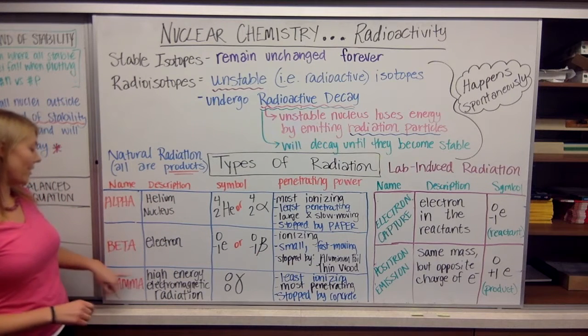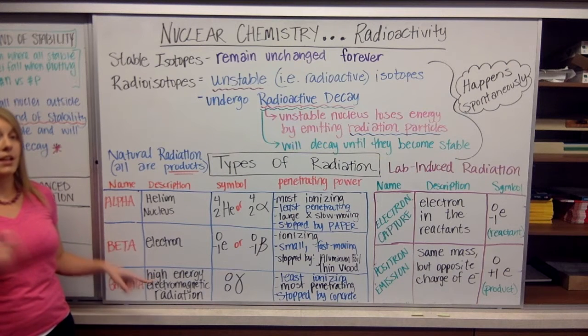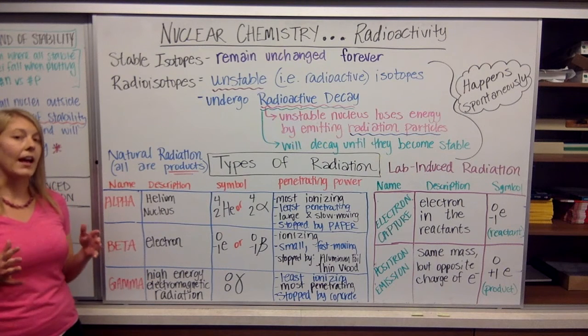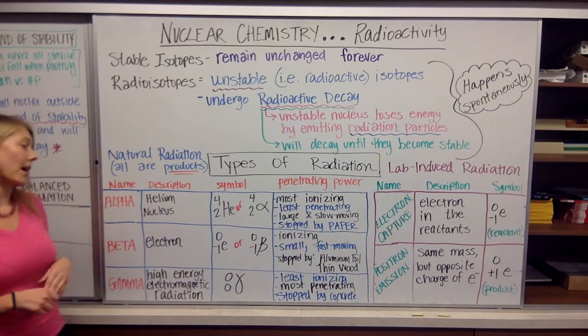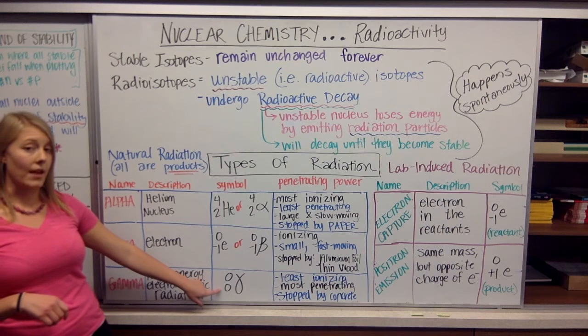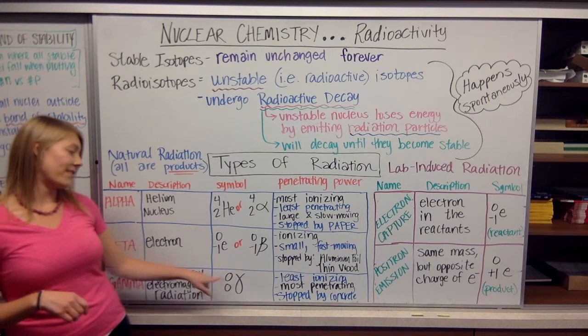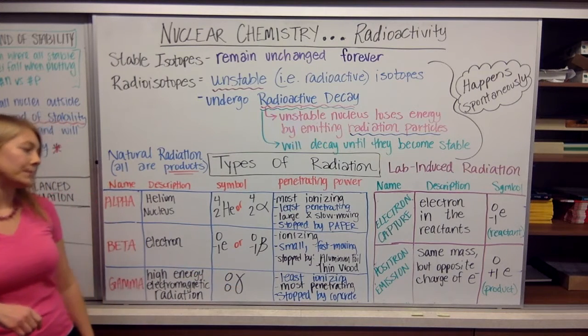Our last particle is gamma radiation. Gamma is very high energy electromagnetic radiation, and it usually accompanies the decay of alpha and beta particles. Gamma radiation has no mass and it has no protons. So we write it 0/0 gamma. This is the Greek symbol for gamma.